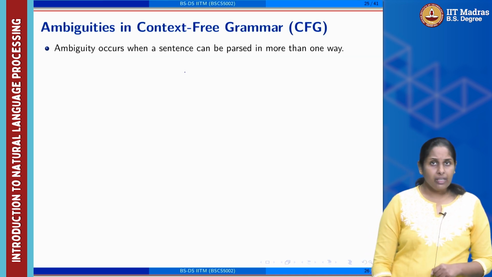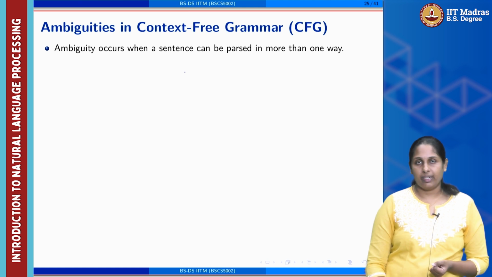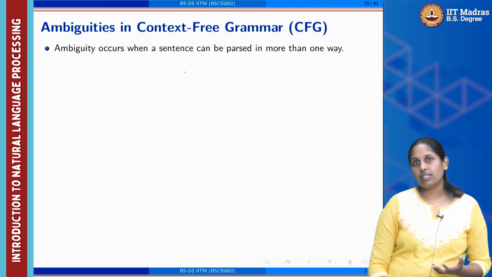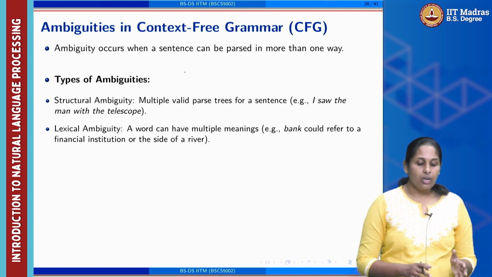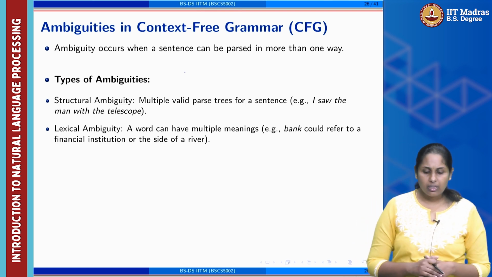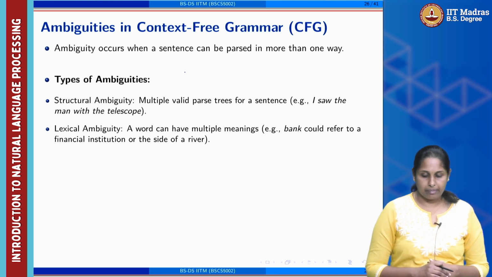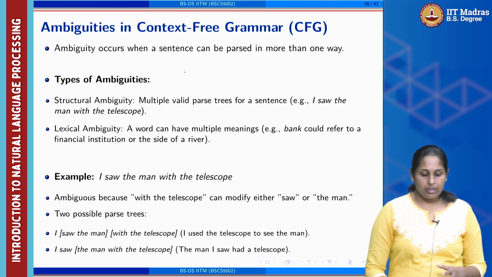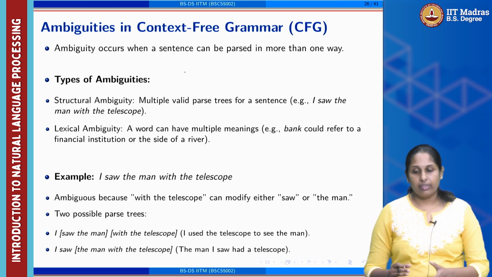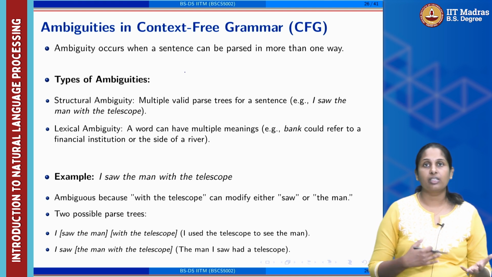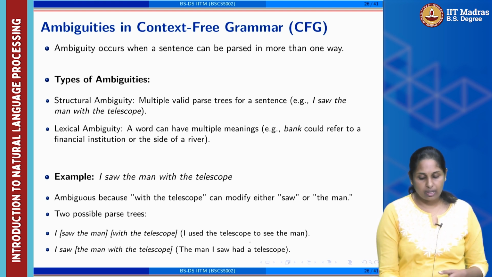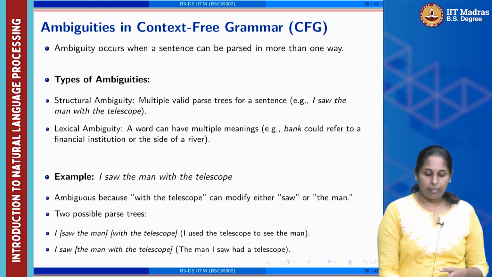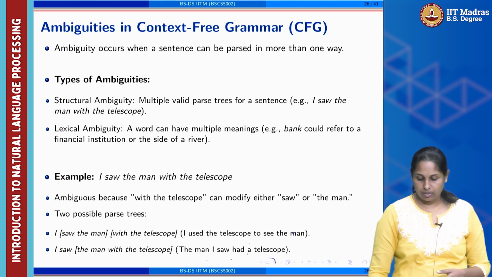Now, ambiguities are a very common problem in languages. It occurs when we are able to parse a sentence in more than one way. It can be a structural ambiguity or a lexical ambiguity. We know that "I saw the man with the telescope" can be interpreted in multiple ways. One is I used the telescope to see the man, or the man I saw had a telescope, right?